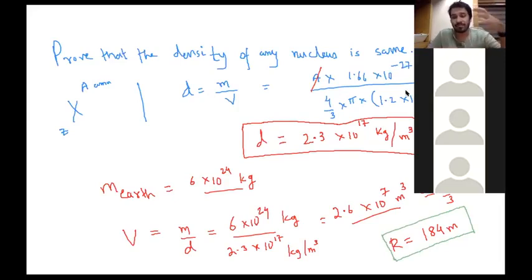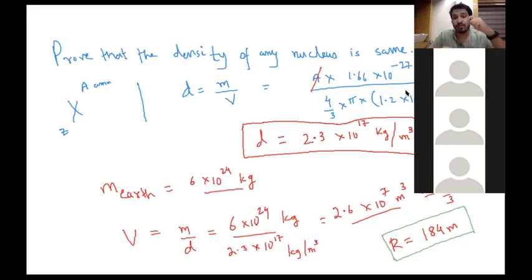184 meter only. Can you imagine 184 meter? It is maybe the closest bus stop from your house. Nearly the size of the Statue of Unity. Okay, take it as the Statue of Unity, 184 meter. Now imagine that you have a sphere of radius 184 meters, the size of the Statue of Unity.